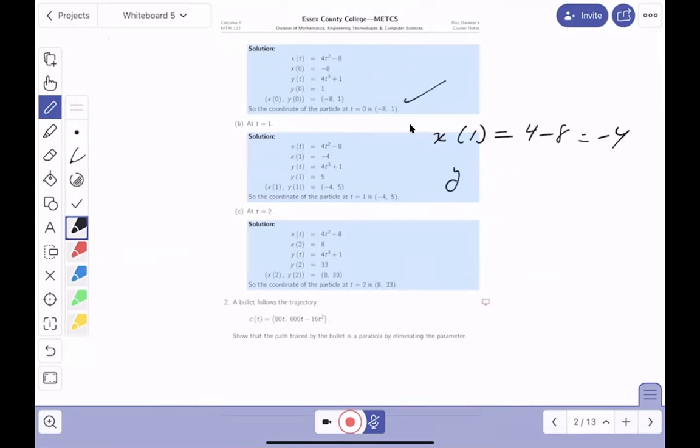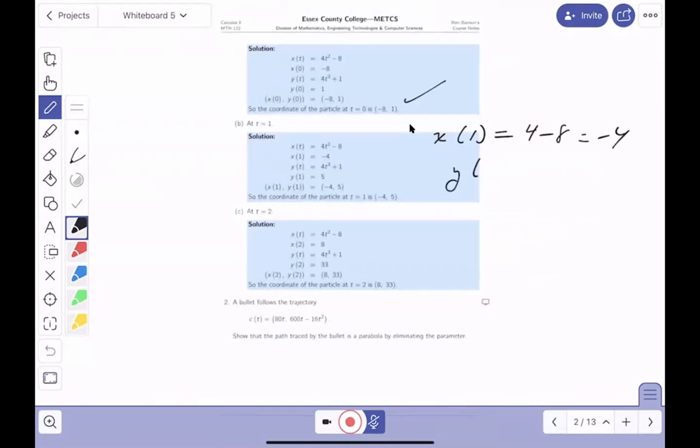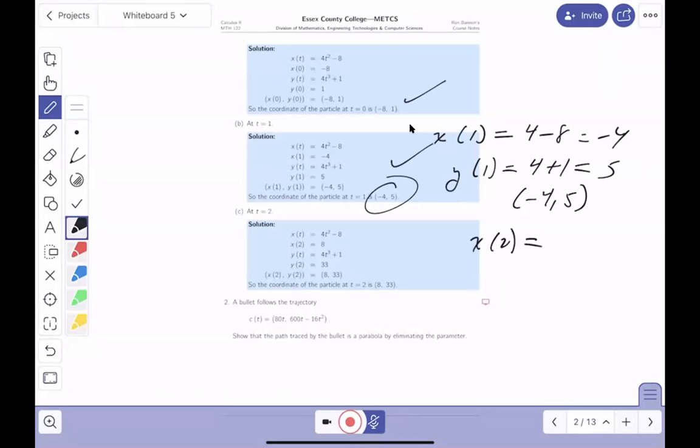And y is also a function of t. And what's that function? It's 4t cubed plus 1. So y of 1 would be 4 plus 1, and that would be 5. What's the point going to be? -4, 5. All right, t at 2, let's put this down, x of 2, relatively simple question.